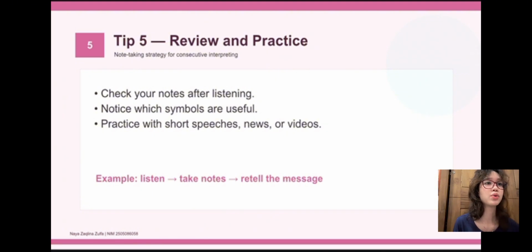So those are the 5 tips and tricks for note-taking in interpreting. The first is catch the main idea, the second is use symbols, the third is write vertically, the fourth is mark connections, and the fifth is review and practice.